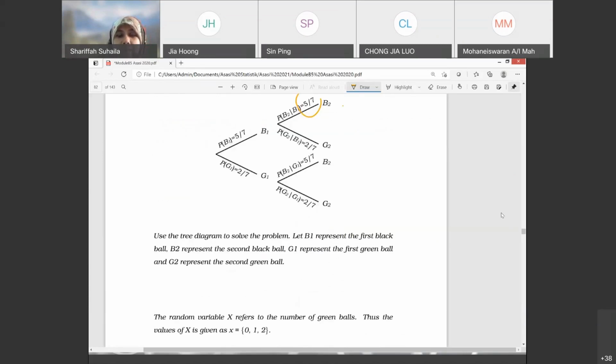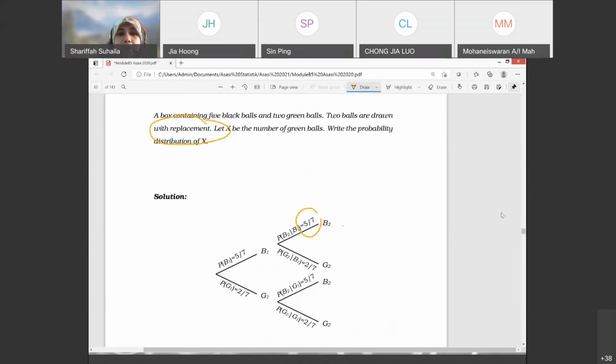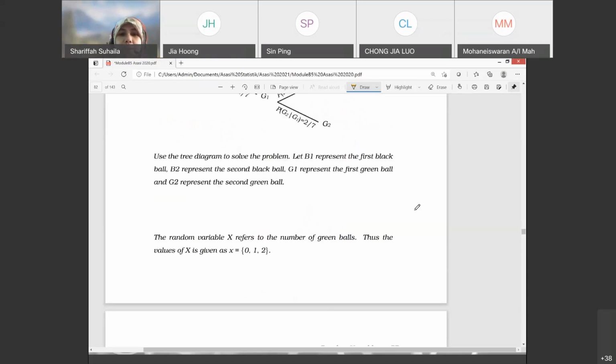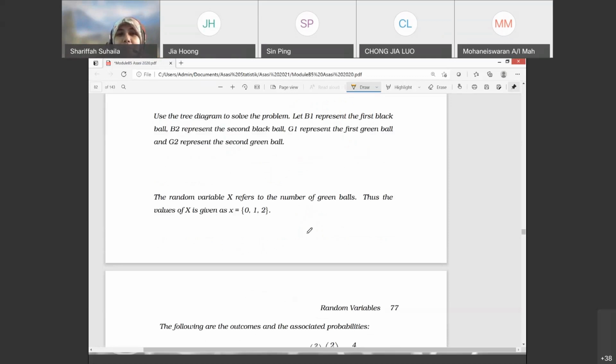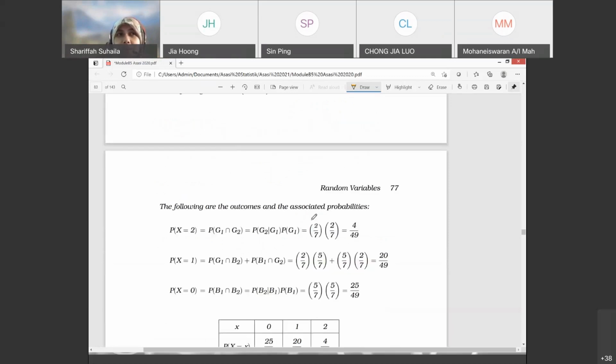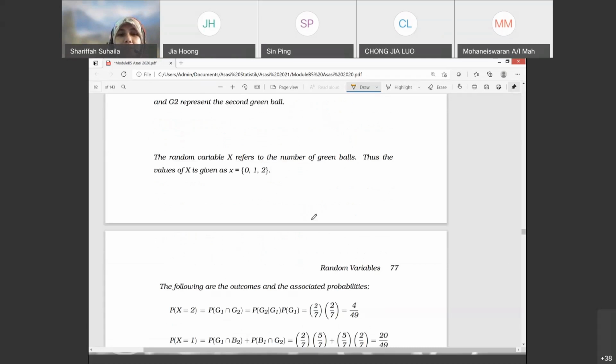Your X represents the number of green balls. Two balls are drawn with replacement. So it can be either no green ball, only 1 green ball, or 2 green balls. So X is 0, 1, 2. Okay, you just want to find probability X equals 0, X equals 1, X equals 2.